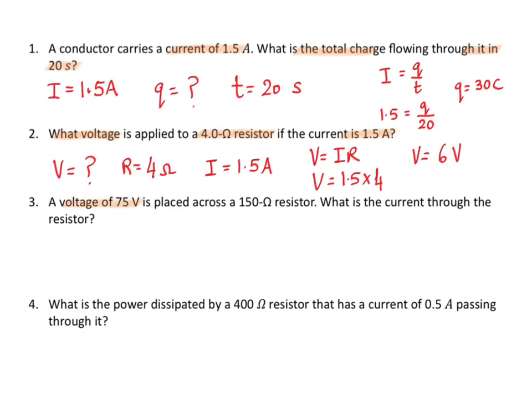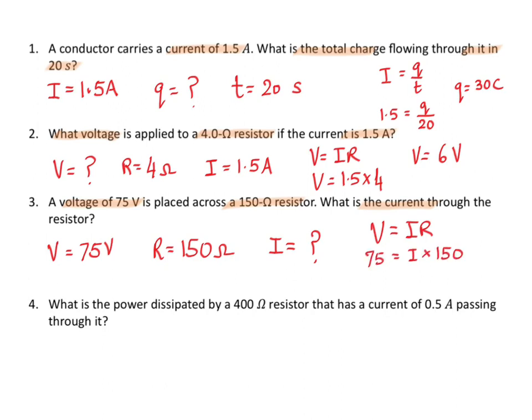Next, a voltage of 75 volt is placed across a 150 ohm resistor. So 75 volt means we have been given the value for voltage, V equals 75. Resistance is 150 ohms. It's asking us to calculate what's the current. Again, we'll use the formula V equal IR. 75 equal I, which we don't know, times 150. We can use the calculator to get the value as 0.5 ampere.